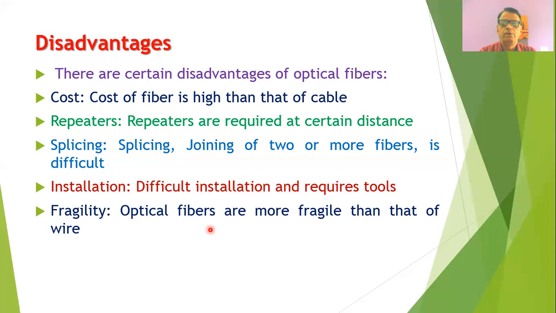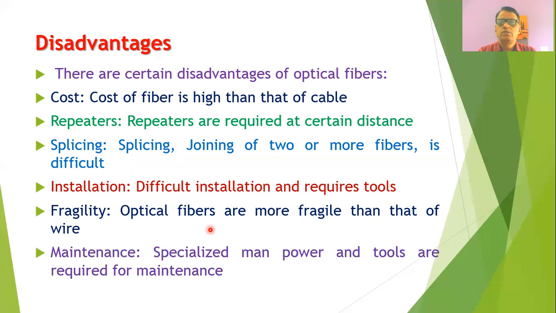Optical fiber cables are more fragile because they are made up of glass or plastic, and therefore we need to handle them very carefully so that they will not be damaged. The maintenance of the optical fiber communication system is difficult because it requires specialized manpower and specialized tools. So any conventional common man cannot maintain an optical fiber communication system.